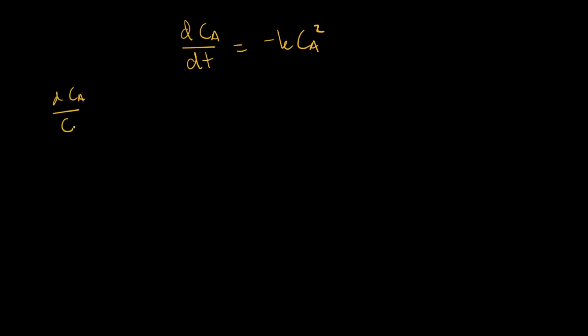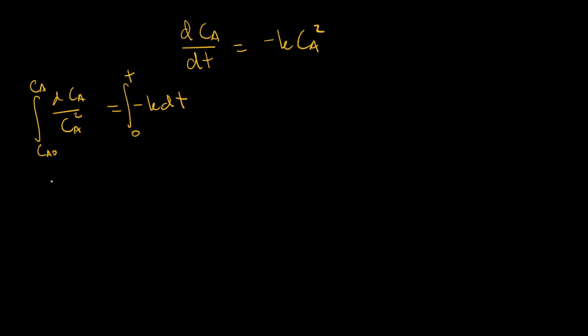dCa divided by Ca squared is equal to negative k dt, and we can take the integral of both sides. We can integrate both sides of this equation. We're integrating the left-hand side from Ca0, this is our initial concentration of A, to Ca, that's our concentration after a certain amount of time, t. And on the right-hand side, we're integrating from 0 to t.